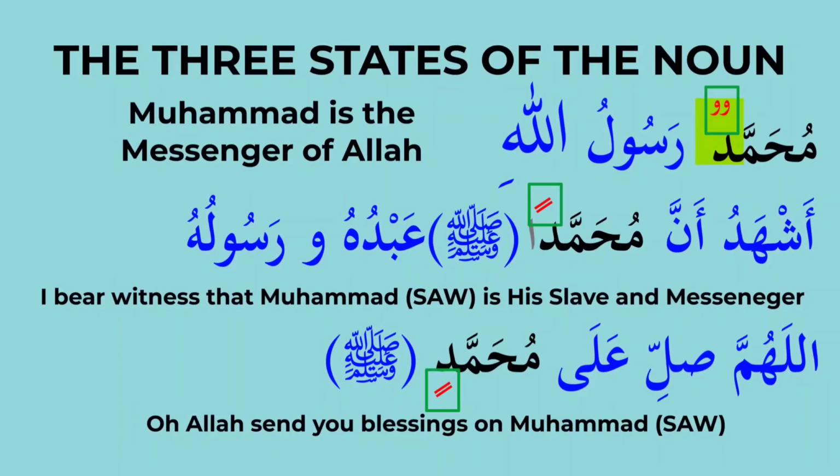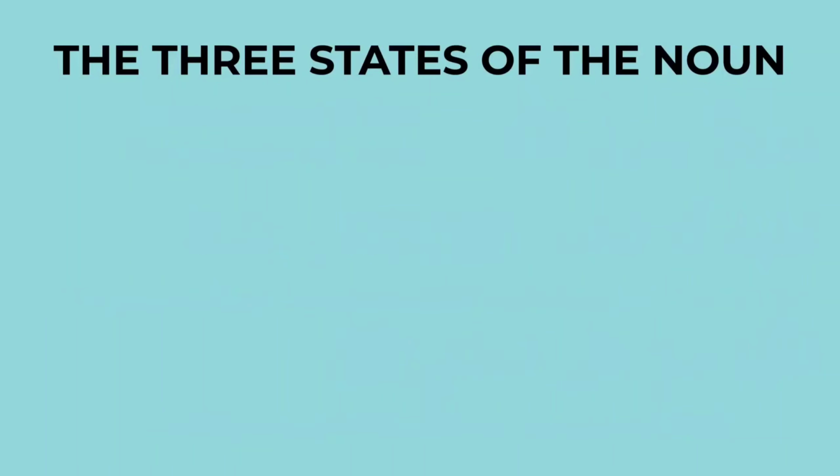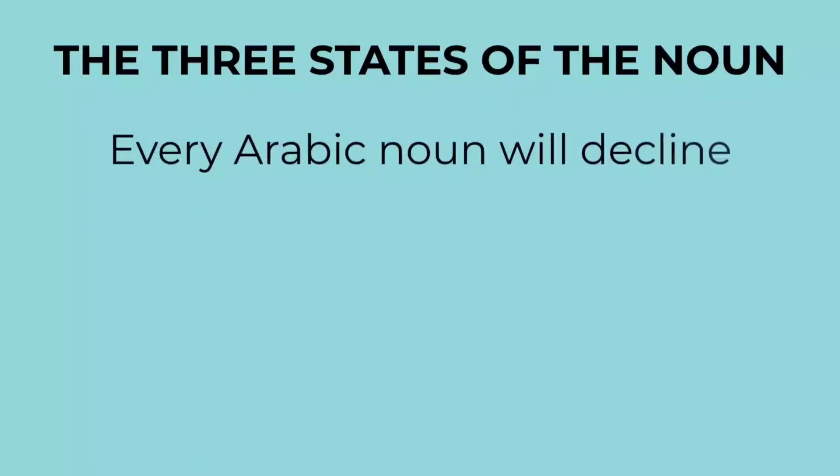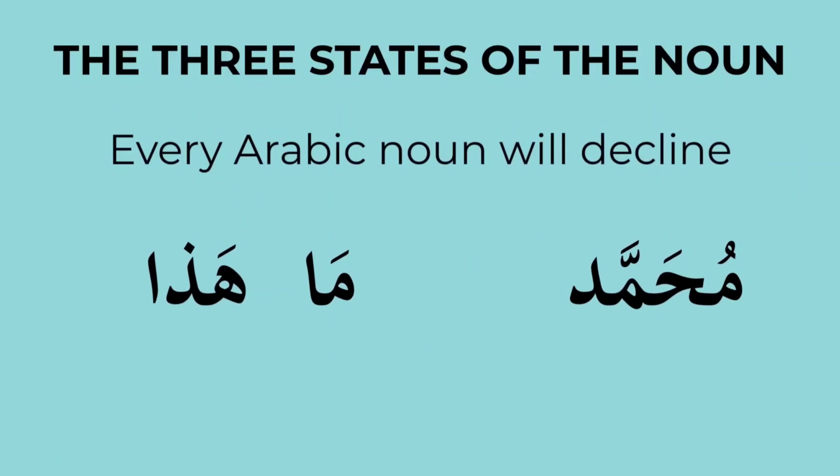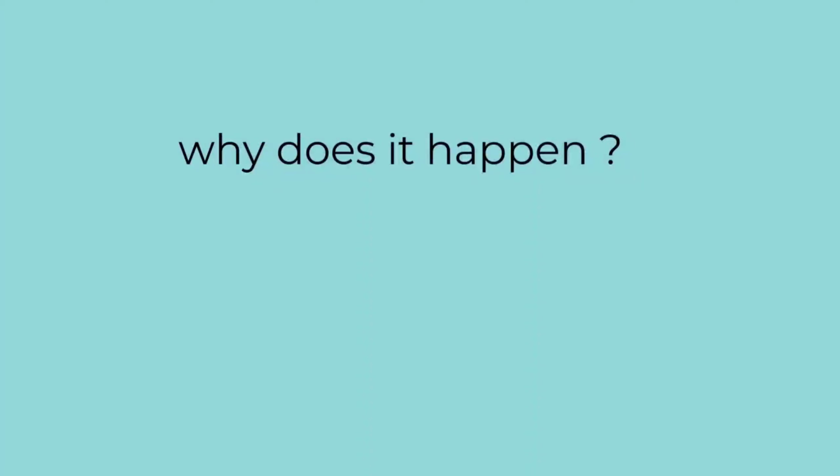So what is this, brother? Only the ending. Dun. What is it? Dun. And what is this? Dan. And what is this? Din. Say it again loudly. Dun. Dan. Din. These are the 3 declensions. Okay? Every Arabic noun will decline. Sometimes you will see it, and sometimes you won't see it, but we are going to learn everything. And why it happens, brothers and sisters? This is what we are going to learn.